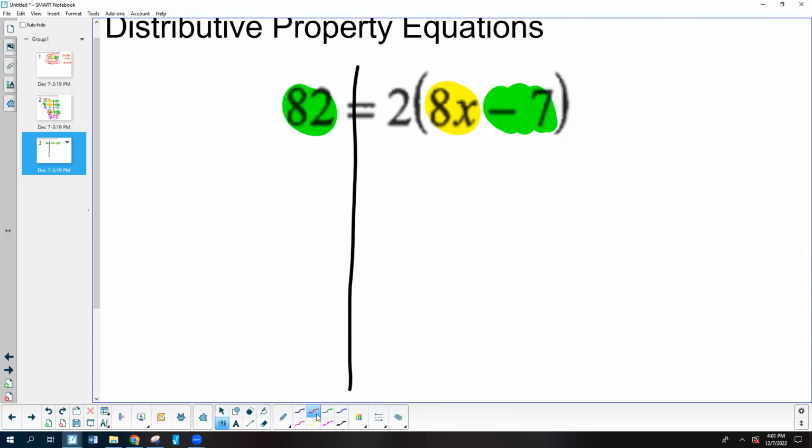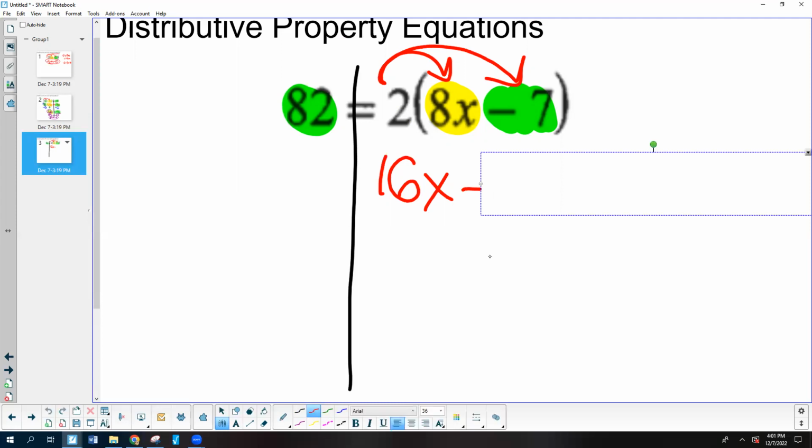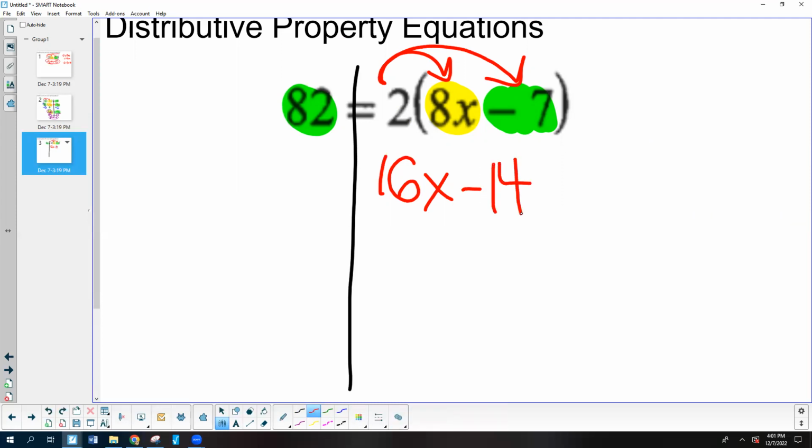We're going to distribute. Remember, if we have a number in front of parentheses like that, that means that we have to distribute it to the two terms that are inside the parentheses. So 2 times 8 is 16. So 2 times 8x is 16x. 2 times -7 is going to give me a -14. Bring down your equal sign. We didn't do anything on the left side, so we're just going to bring down 82. Our first step here was to get rid of those parentheses.